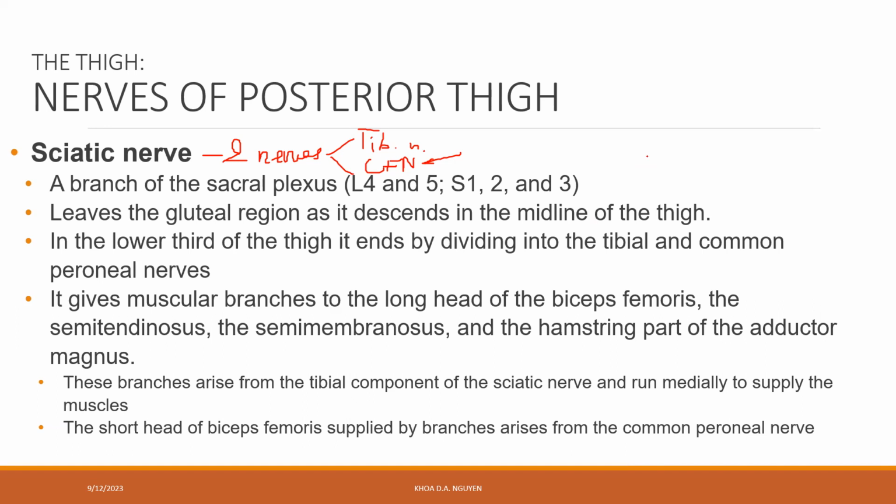Okay, and it is going to give muscular branches to the long head of the biceps femoris, the semitendinosus, the semimembranosus, and the hamstring part of the adductor magnus. Remember when we talked about the medial thigh, and we said that there is a more posterior part of the adductor magnus that is going to be innervated by something other than the obturator nerve? Well, here it is. The hamstring part of the adductor magnus is innervated by the sciatic nerve rather than the obturator nerve.